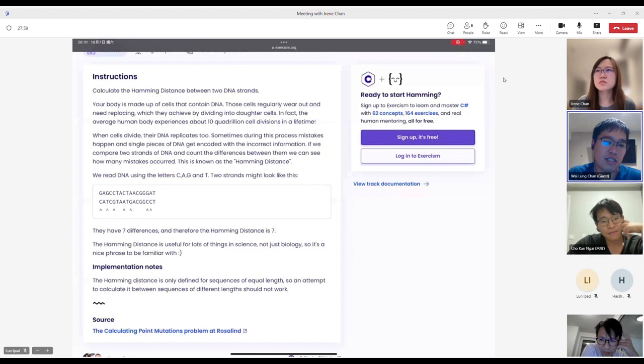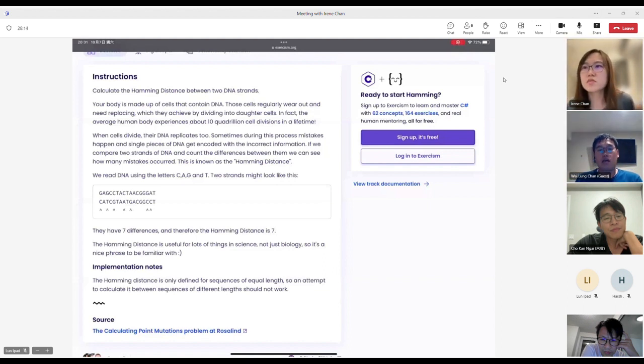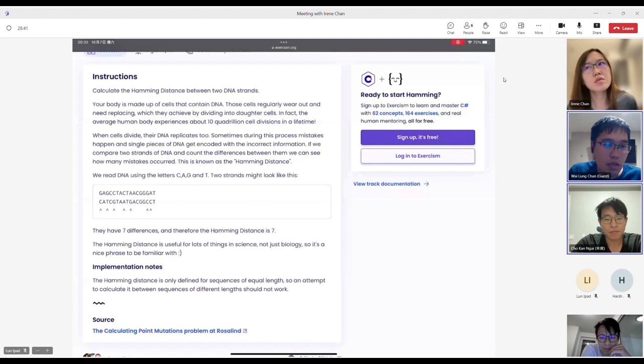Just as in the example, in the boxes, G and C are different, so that counts as 1. A and A are the same, so it's not a difference. G and T are different, so it counts as 1. So we have two strings, and we have to count how many positions are different.